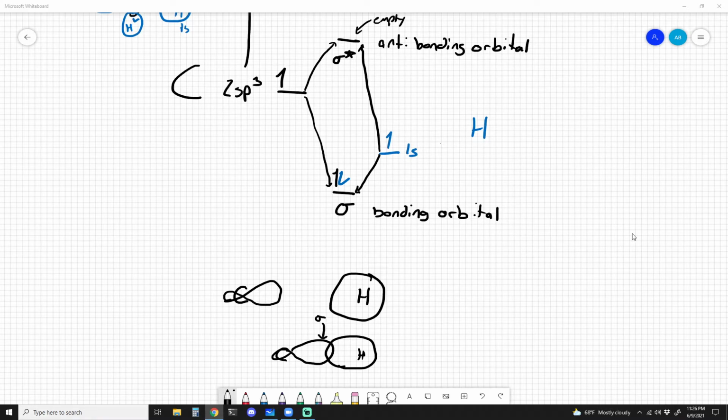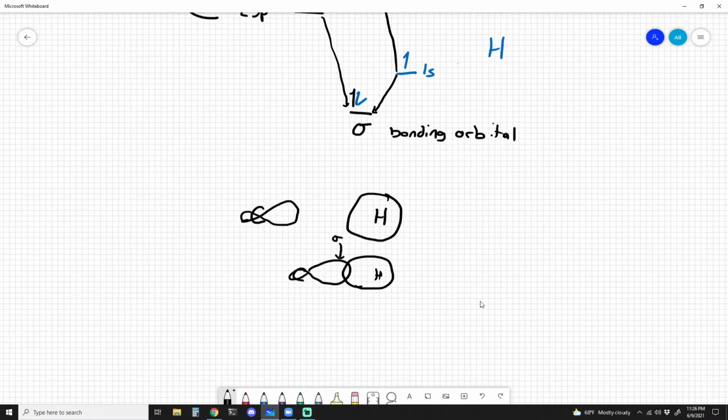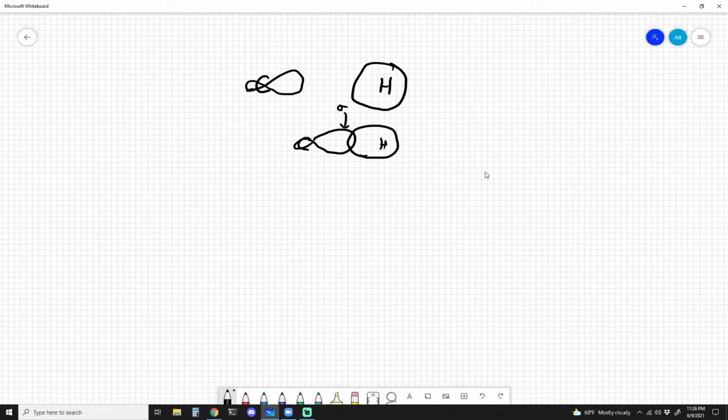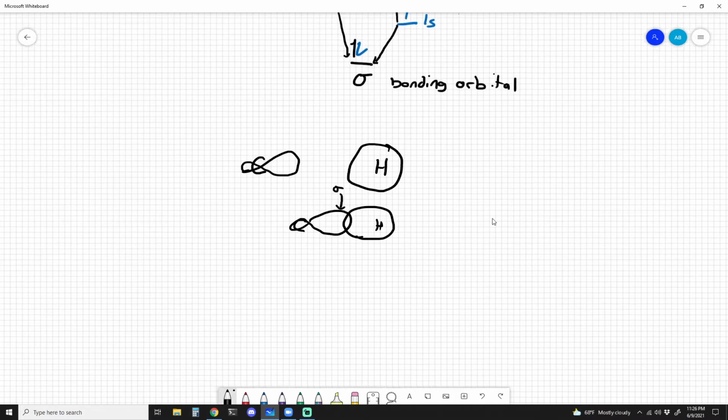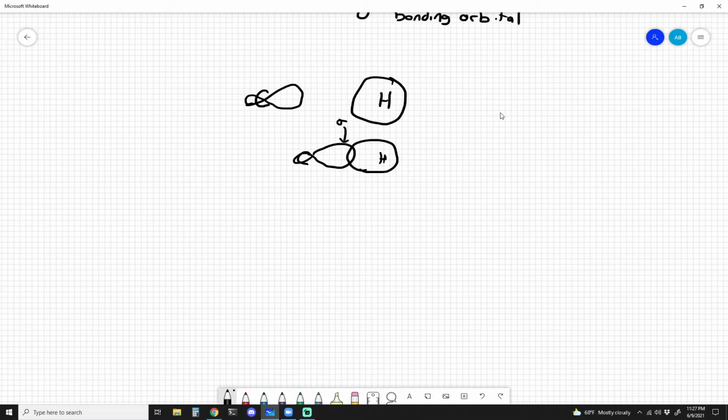Okay, so let's move on here to a little more complicated aspects of molecular orbital theory. But we can describe any bond like this. So let's do another single bond here. Let's make our organic molecule slightly bigger. Right, so now we'll use ethane.